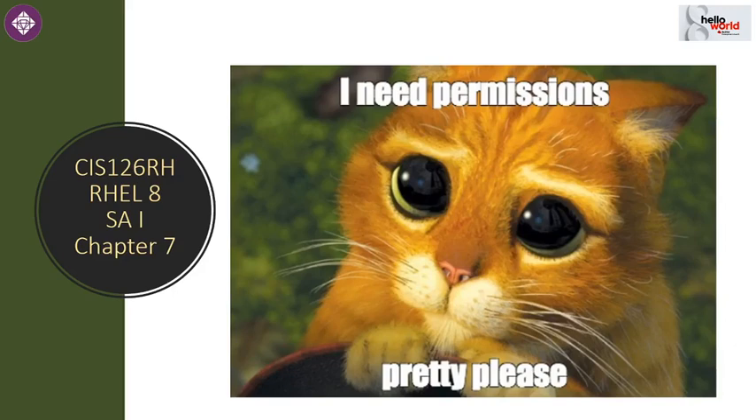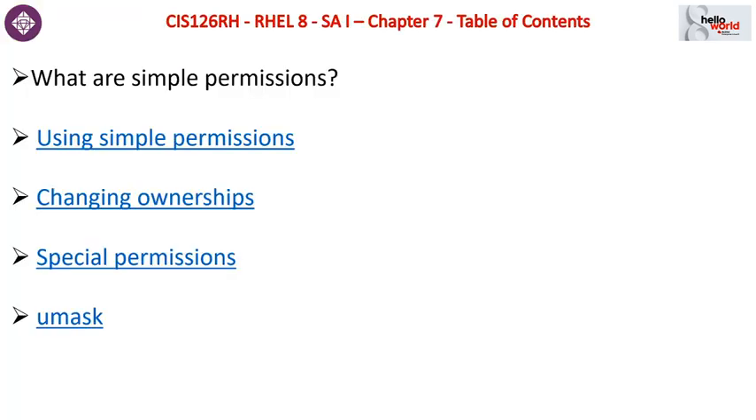This is CIS126RH, Chapter 7. We're going to be talking about permissions. And with those permissions, we'll be talking about simple permissions, what they are, how to use them. We'll talk about changing ownerships. Permissions and ownerships go hand in hand. We'll talk a little bit about special permissions and then umask.